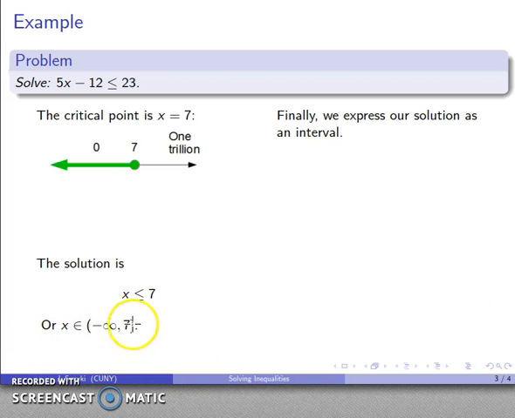Or the other possibility, if we use interval notation, again, not really the best way of expressing solutions, but I can express it this way. X is going to be in the interval minus infinity not included, all the way up to 7, do include that endpoint.